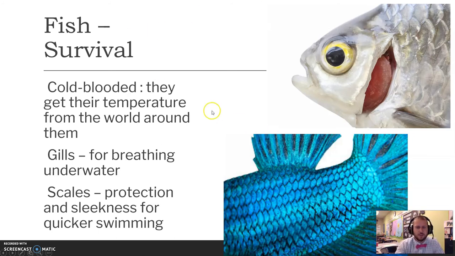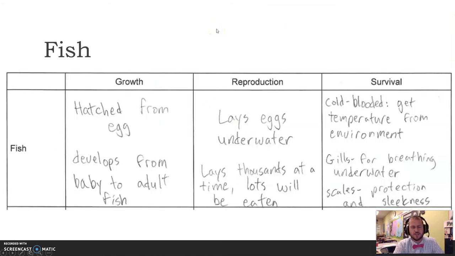So if we just review all of that, fish growth, they're hatched from eggs. They develop from a baby to an adult. As far as reproduction goes, those eggs are laid underwater because that's where fish live. And then they lay them thousands at a time because a lot will be eaten. Fish are cold-blooded, meaning they get their temperature from the environment. They have gills for breathing underwater, and they have scales for protection and sleekness.